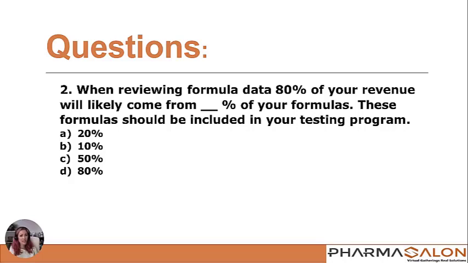If you selected A, 20%, you are correct. This is from the 80-20 rule. I mentioned it's probably not going to be perfect when you look at your data, but it gives you an idea of the most critical formulas that need to be tested in your pharmacy.